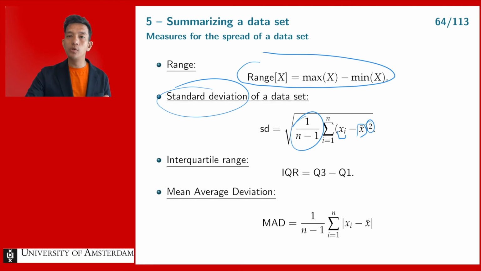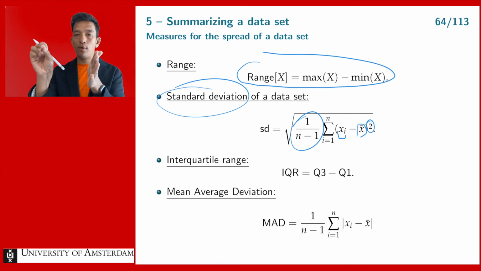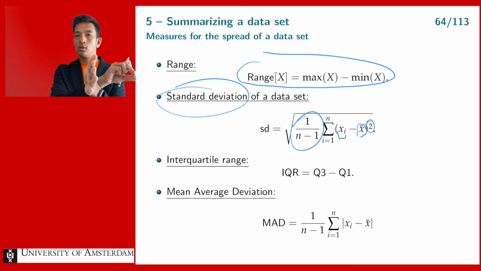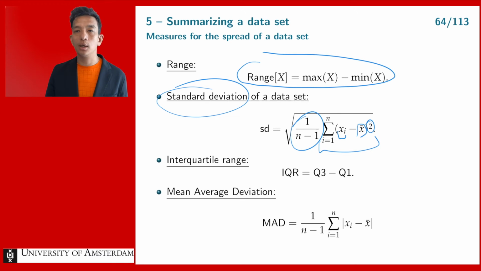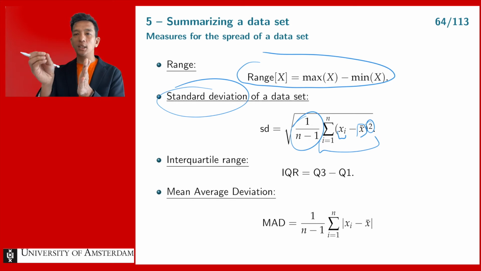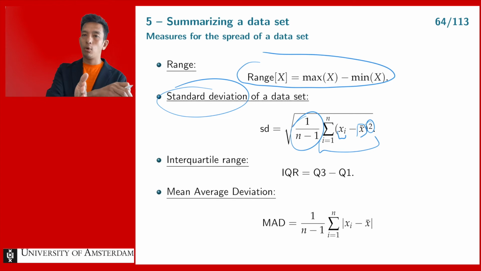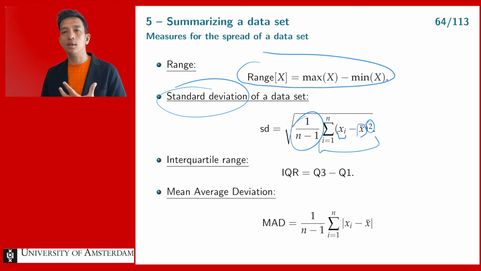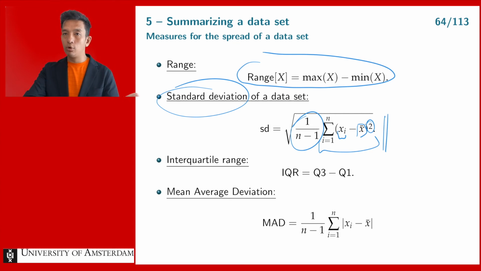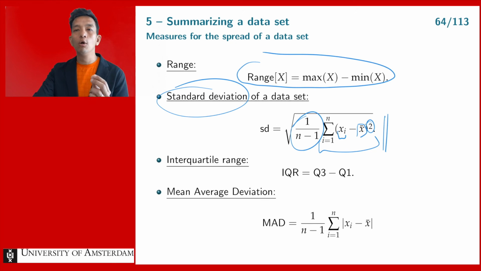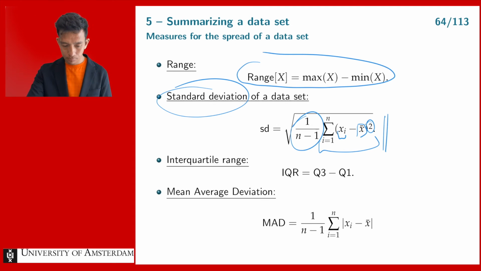In the formula, you see that I assume some kind of symmetry because I take the mean and then I say, well, if x_i is here or in case it's here, as long as the difference is the same, I add the same number in my summation here. So I do not care whether x_i is larger than the mean or smaller than the mean. What I care about is that it deviates. So the standard deviation is a very good measure for the spread, but especially for symmetric data.